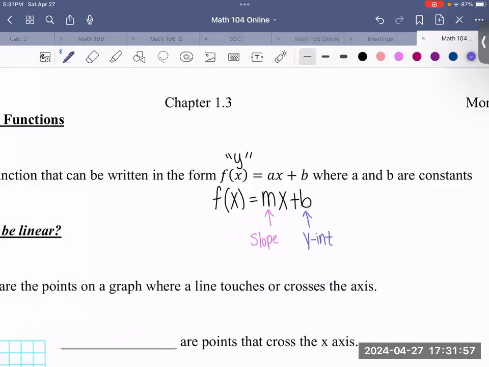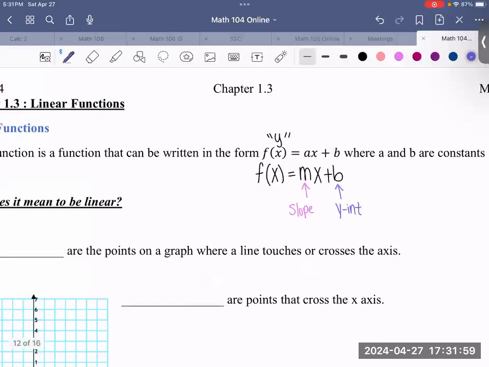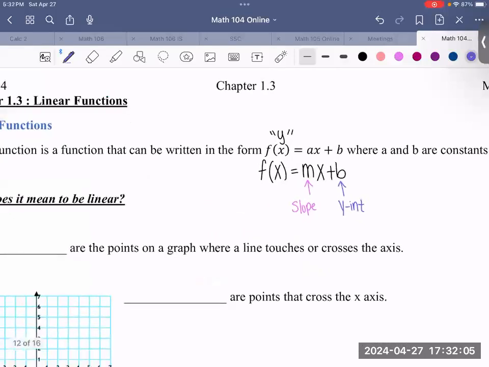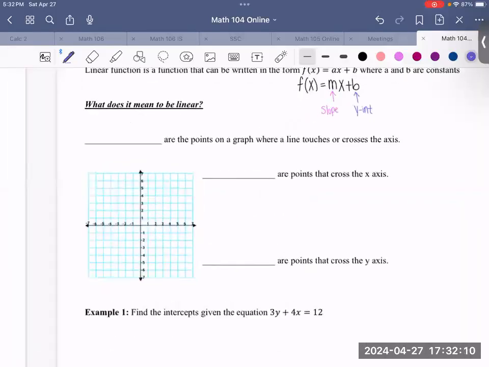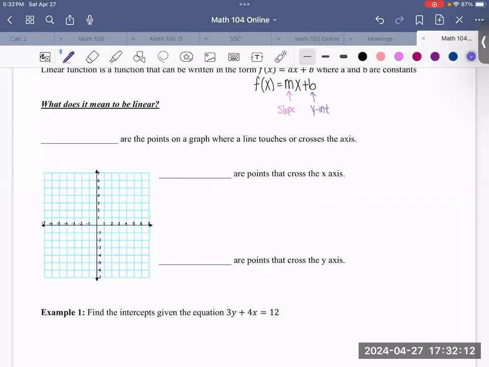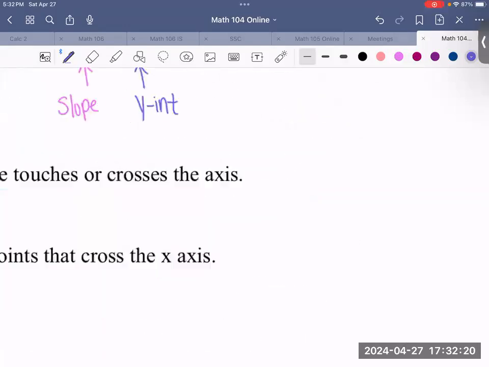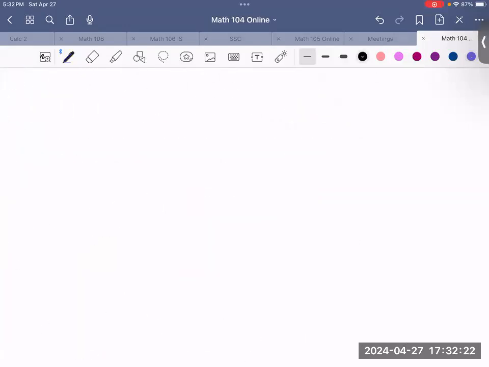Now, I'm sure you guys are familiar with graphing lines, so we will just do a very quick reminder of how to do that. Now, what does it mean to be linear? Linear means we are working with straight lines. So let's take a look at what some of these values that straight lines would actually look like.